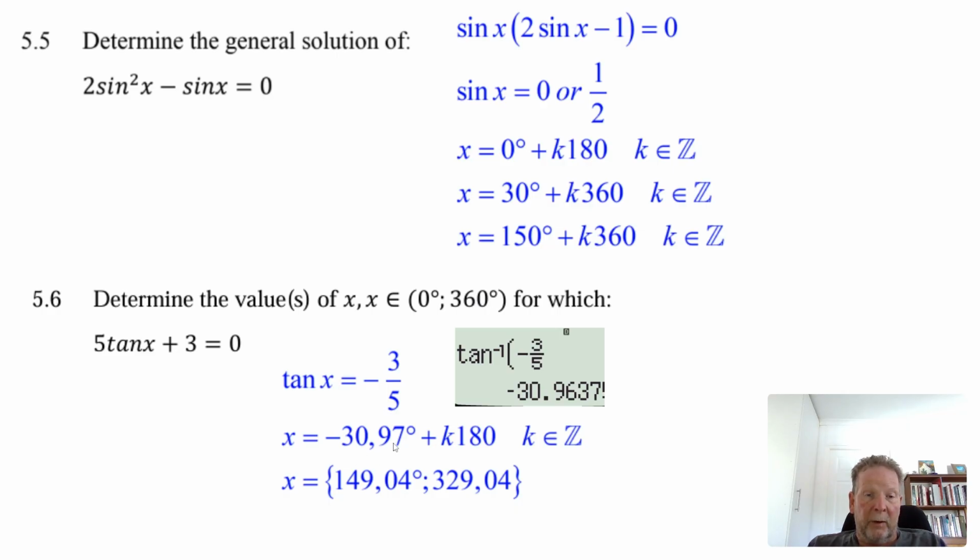So you go minus 30.97 and you add 180, and that's how I got 149.04. I added another 180 and I got 329. If I add or subtract any more 180s, I'll go outside of this domain that they've given us. So those are your two answers, and we're all done.